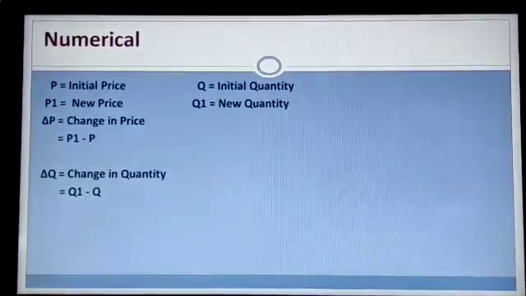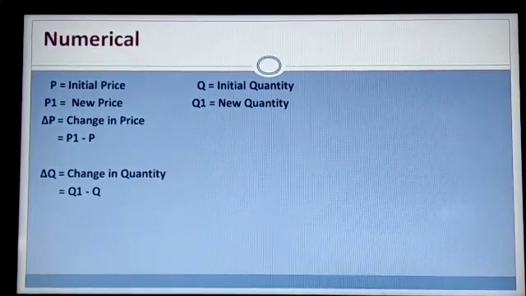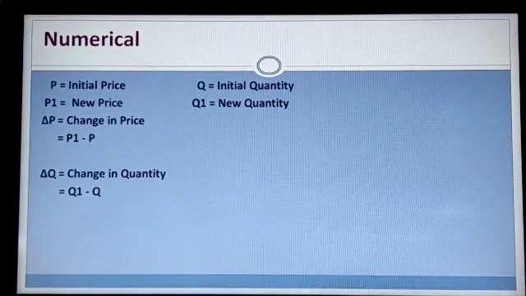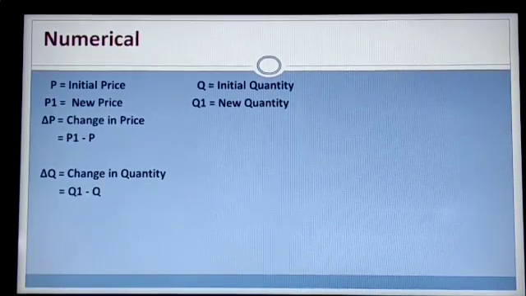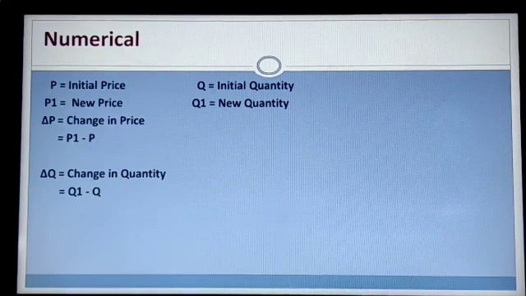Okay, before solving a simple numerical, we must know some things. Whenever I solve the sum, P will be my initial price, Q will be my initial quantity, P1 will be my new price, and Q1 will be my new quantity. Whenever we are measuring price elasticity of demand, some new price is given and some old price is given. Old price is initial and new price is the new one. So P is the initial price, Q the initial quantity, P1 the new price, Q1 the new quantity.